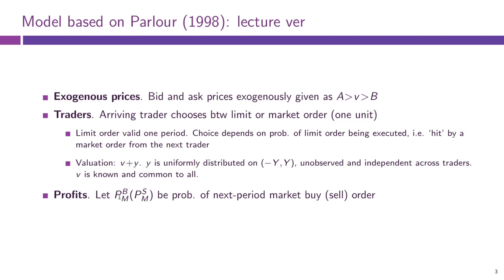And as a piece of notation, we let capital P subscript M superscript B or S be the probabilities of a market order to buy or sell, respectively, arriving next period. So these will be the probabilities that a limit order actually executes. So that's the model we've seen in class, that's the setup. That's what we worked with.